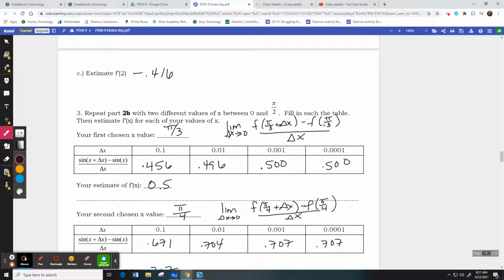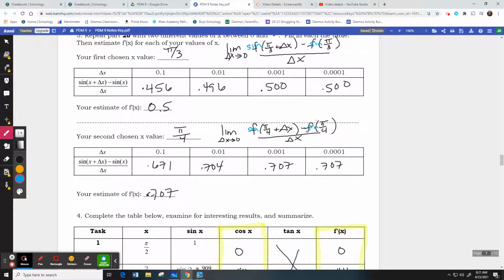I did that same thing as before, and instead of saying f of this, it could say the sine of this, and I did it for varying delta x values. When I did that, the values get closer and closer to 0.5. I did the same thing with pi over 4, smaller and smaller delta x values, and it levels off at 0.707.